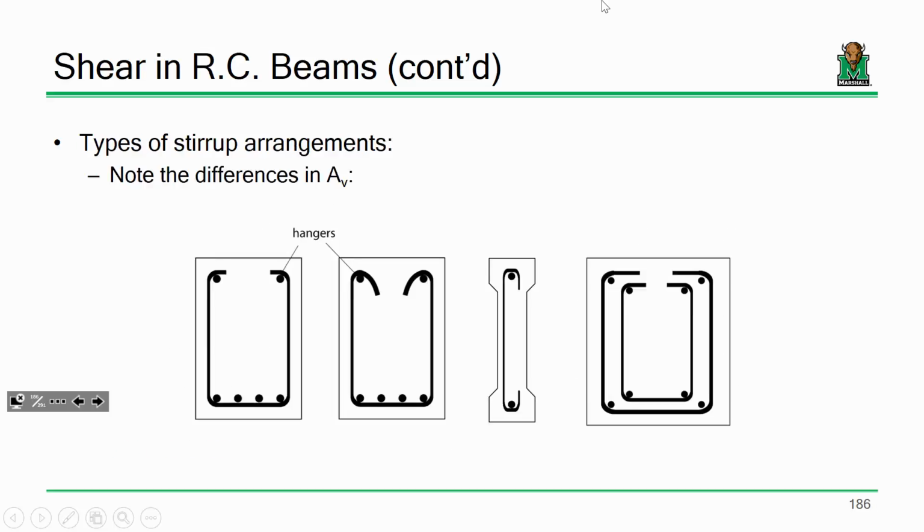So you might have an instance like this or this, where it would be 2 times the area of a bar. This would be 1 times the area of a bar. And then if you've got a heavy column section, you've got 4 times the area of a bar. So yeah. Sound good? Any questions?